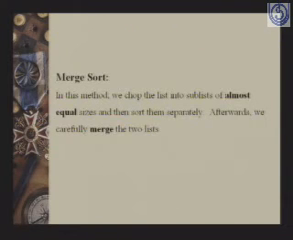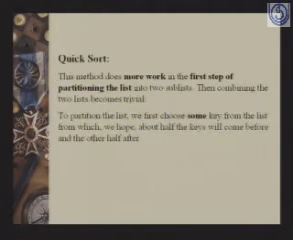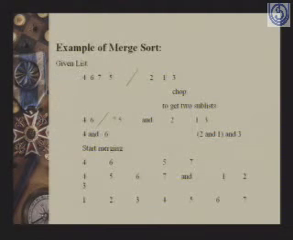In merge sort, what is done is that we chop the list into two sublists of almost equal size and then sort them separately. Afterwards, we carefully merge the two lists. The method is explained through an example. Please look at the example. I am now discussing the merge sort algorithm. We have a list of 7 elements, namely 4, 6, 7, 5, 2, 1, 3.